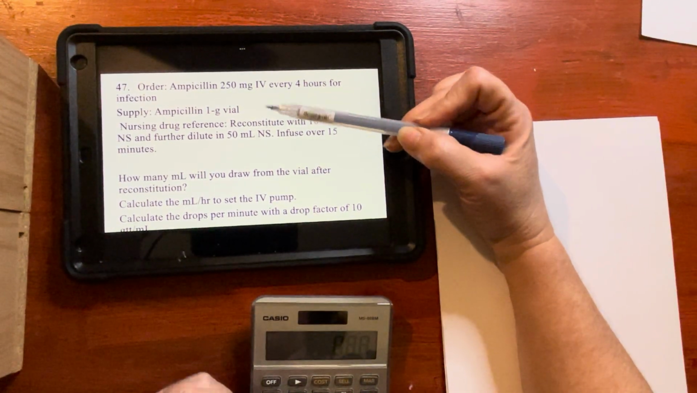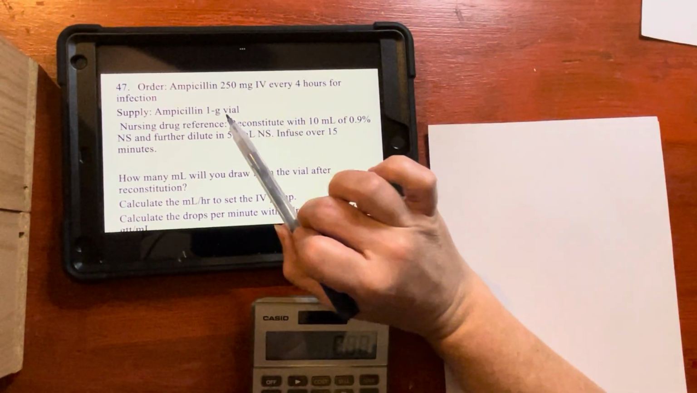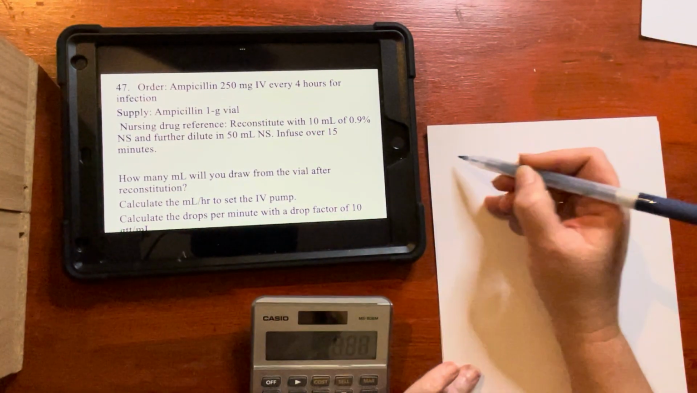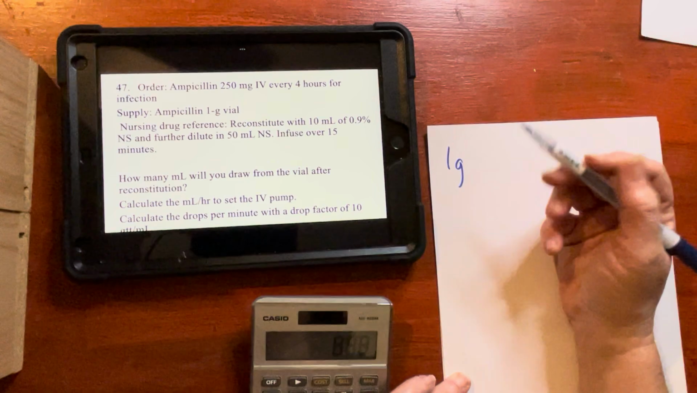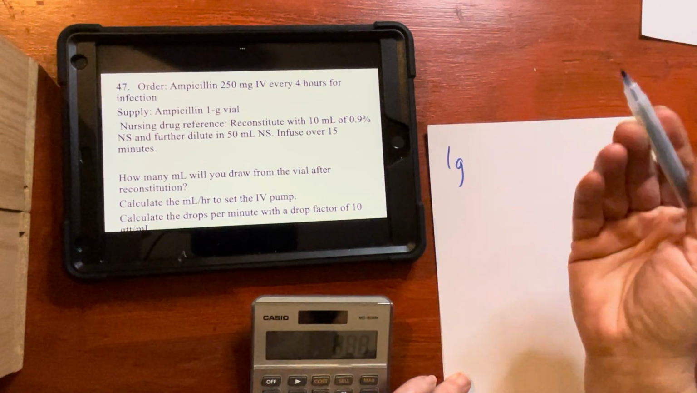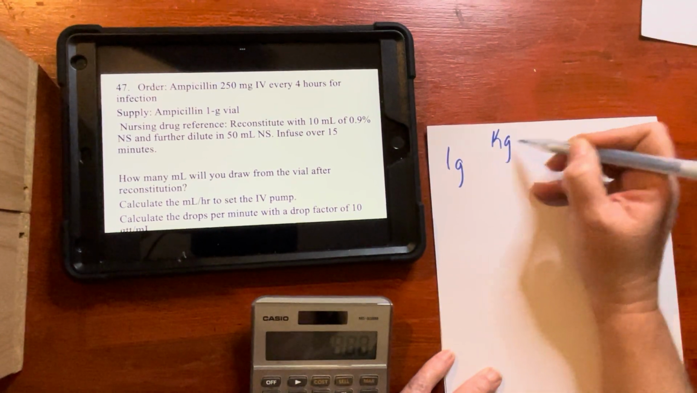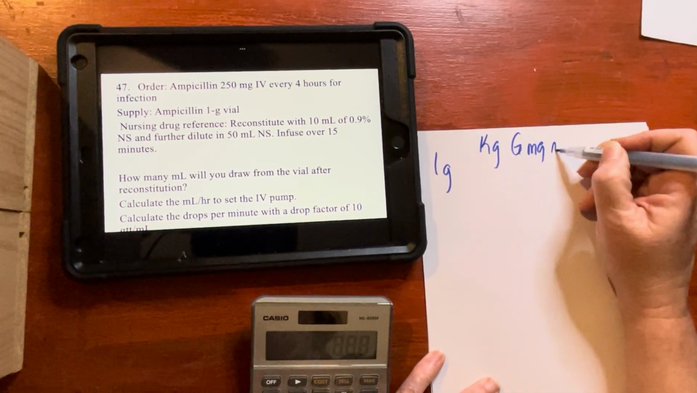So first, we don't have a weight, so we've got to find out how much we're going to have to pull out of this vial. Out the gate, we've got 1 gram, we got to convert it so it's both milligrams. Or that's what I'm going to do. So look, you have kilograms, grams, milligrams, and micrograms.